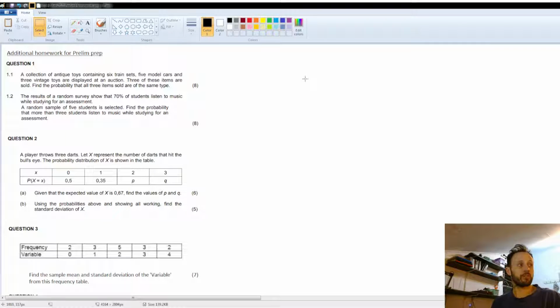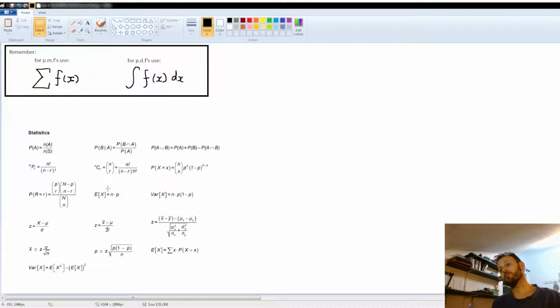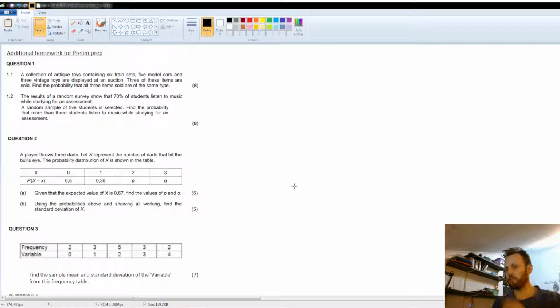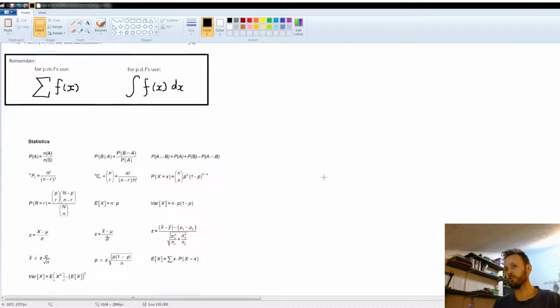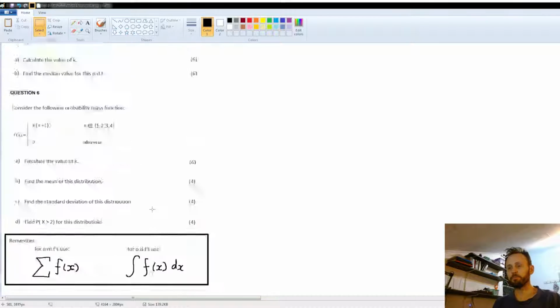We have some questions in front of us, and we're just going to go through them. These were given as homework. At the bottom I have all the formulas that would be provided in an examination such as this, and it's very formula based. All of this is very formula based, so if you know what all of these formulas do, you should have no problem.